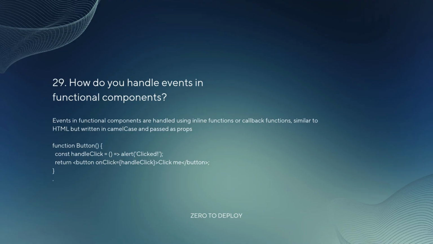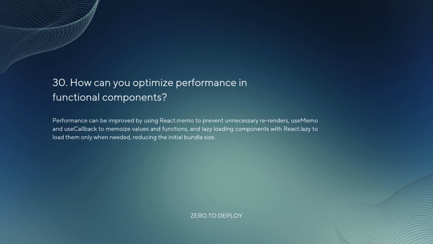How do you handle events in functional components? Events in functional components are handled using inline functions or callback functions, similar to HTML, but written in camelCase and passed as props.